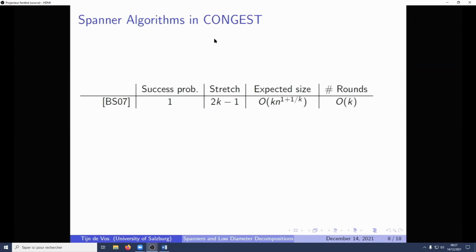All right. The results that are out there are, first of all, an algorithm by Baswana and Sen that always works. It always gives you a spanner of stretch 2k minus 1. The expected size is k times n to the power 1 plus 1 over k. If you remember, this is a factor k too big compared to the optimal bound. It takes O of k rounds, so it is quite fast if you want to have a spanner with low stretch.